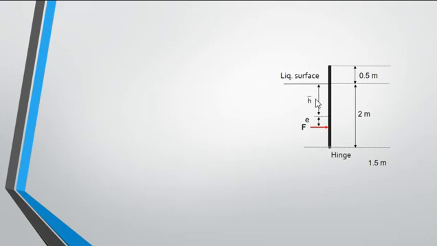It is h bar plus e away from the free liquid surface. Then the distance from the hinge up to the resultant force, or the total hydrostatic force, is represented as Z, which equals 2 minus H sub P. Then we also have the tension exerted by the pulley.